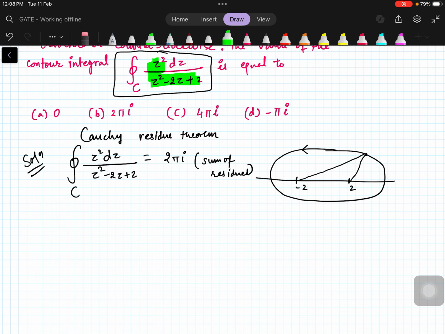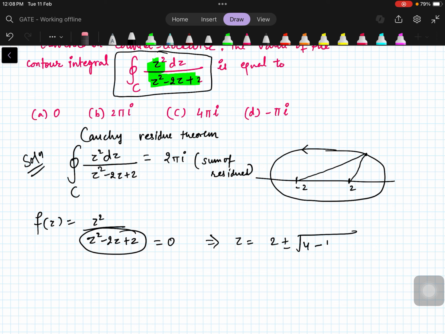So for singular points of the function, your f of z is z square upon z square minus 2z plus 2. For singular points, you put the denominator equal to 0 and solve it. So you'll get z is equal to minus b plus minus square root of b square minus 4ac upon 2a. That is 2 plus minus square root of minus 4 upon 2, that is 2 plus minus 2 iota upon 2. So this is 1 plus minus iota.